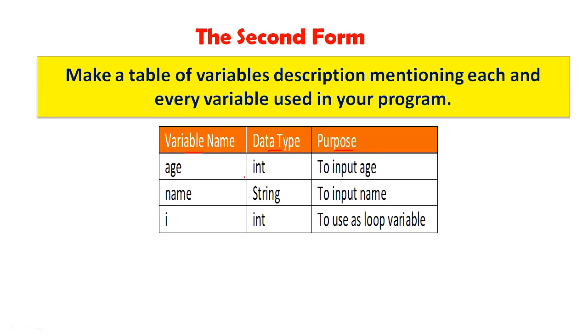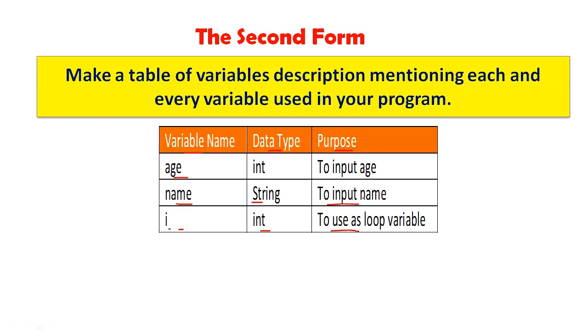Let's discuss how to write the variable description. Suppose your program contains 3 variables: age, name and loop variable i. So write age under the heading variable name, its data type under the heading data type, its description under the heading purpose. Come to the next one, that is name under the heading variable name, its type String under the heading data type, its purpose to input name. Now come to the loop variable i under the heading variable name, its type int under the heading data type, its description under the heading purpose to use as loop variable.